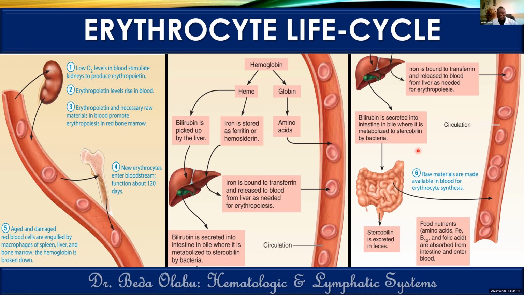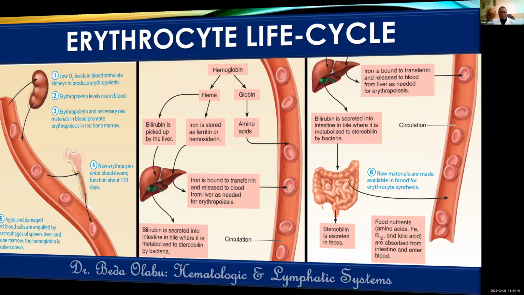Something else is happening at the same time. Of course, there are nutrients that you are eating in the GIT, things like iron, folic acid, vitamin B12. Those are raw materials which are usually required for synthesis of blood. So those from the GIT will be absorbed into the bloodstream, and they'll be used for synthesis of red blood cells as well. Great. So that's basically the cycle of red blood cells.